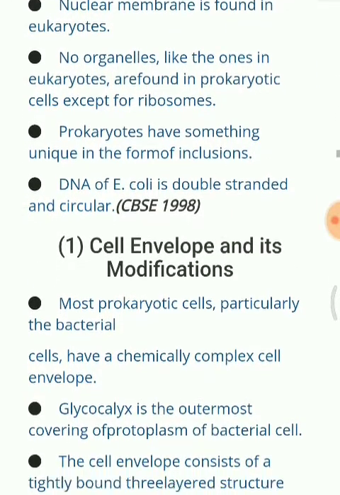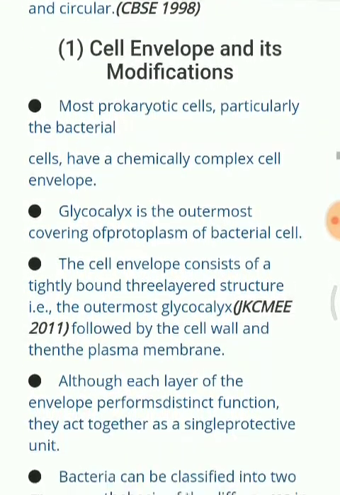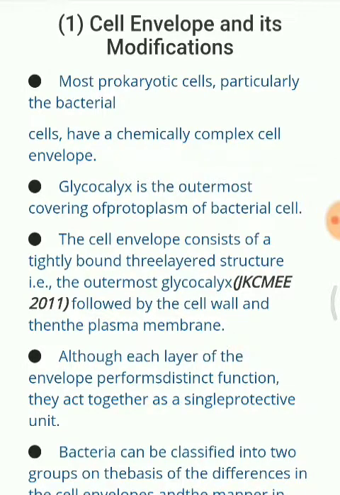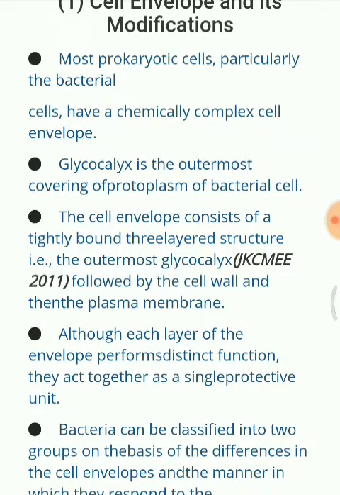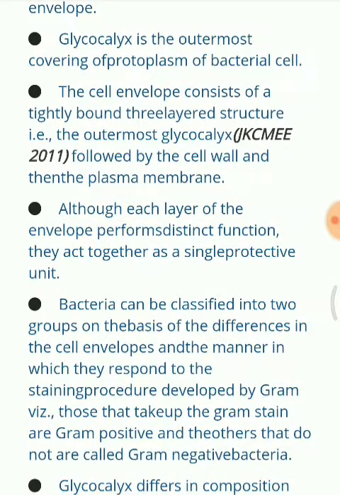Cell envelope and its modifications. Most prokaryotic cells, particularly the bacterial cells, have a chemically complex cell covering called the cell envelope. Glycocalyx is the outermost covering of the protoplasm of the bacterial cell. The cell envelope consists of a tightly bound three-layered structure, that is, the outermost glycocalyx, followed by the cell wall and then the plasma membrane. Although each layer of the envelope performs a distinct function, they act together as a single protective unit.